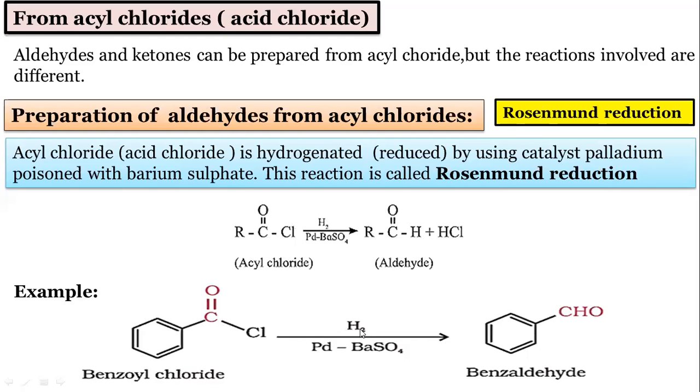In the presence of the catalyst H2, Pd/BaSO4, we get benzaldehyde. We can take any example. We can take acetyl chloride, which gives acetaldehyde. So when aromatic acyl chloride is used, we get aromatic aldehyde. This is a famous and very important reaction, many times asked in the board exam for 2 marks, the Rosenmund reaction.